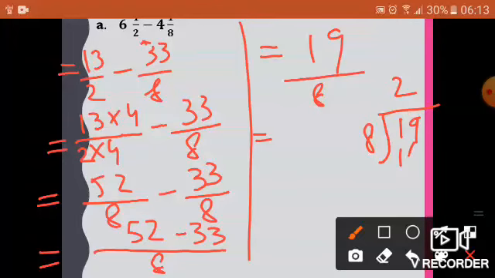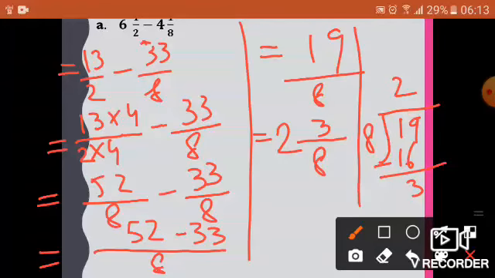So 8 times 2 is 16. 19 minus 16 is 3. So 2 is the quotient as a whole number, remainder 3, and divisor 8. So see this, that is how to write an improper fraction as a mixed number. Quotient, remainder, and divisor. So 2 is your quotient, 3 is your remainder, and 8 is your divisor. Hope you understand the concept of subtraction of mixed numbers.